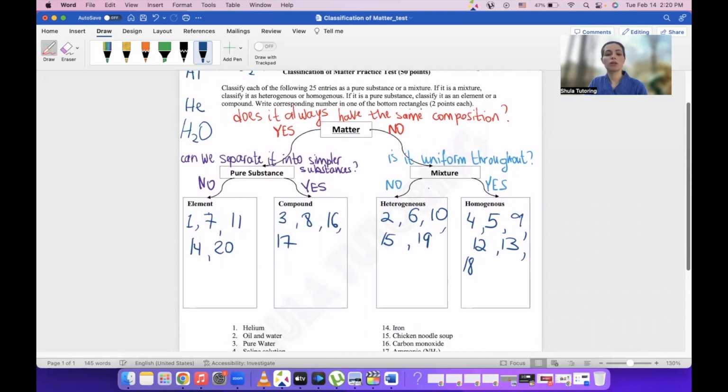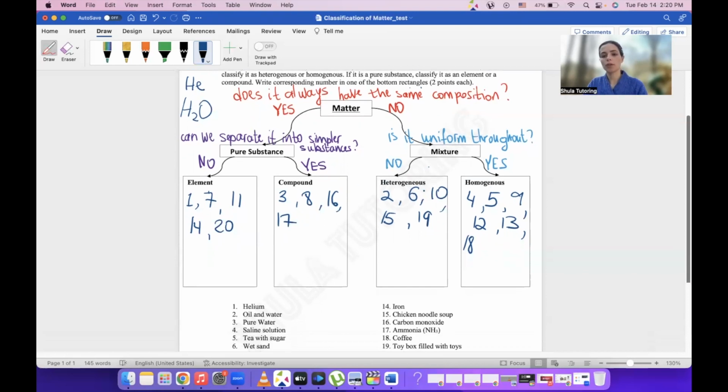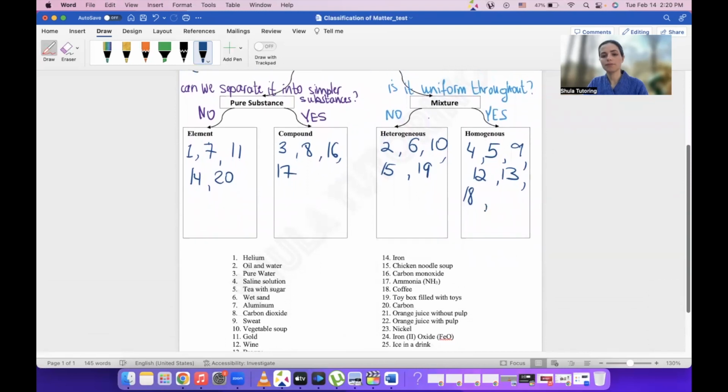Now, orange juice without pulp, does it always have the same composition? No, because there are different ways to make orange juice. You can just squeeze oranges, or let's say you can make it from concentrate, or you can use different kinds of oranges. So the answer is a no. Is it uniform throughout? Yes, because we cannot see any individual components. All we see is orange juice. So it's a homogeneous mixture.